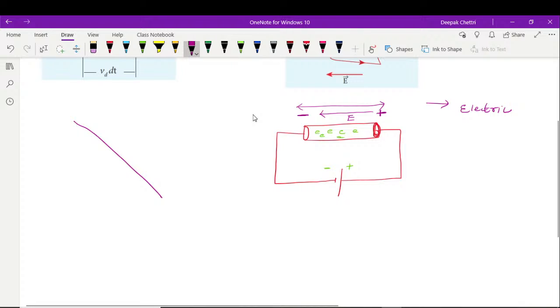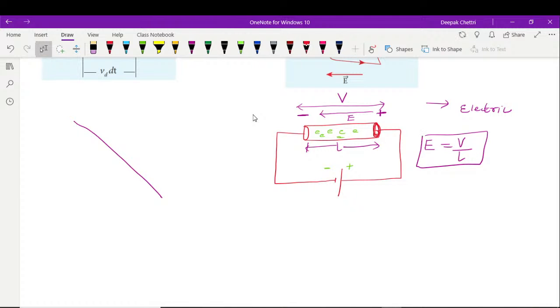Now one relation I want to give you here. If the length of this conductor is L and the potential difference created by a battery is V, then E is equal to V by L. This relation you have to remember, E is equal to V by L, if V is the potential difference.